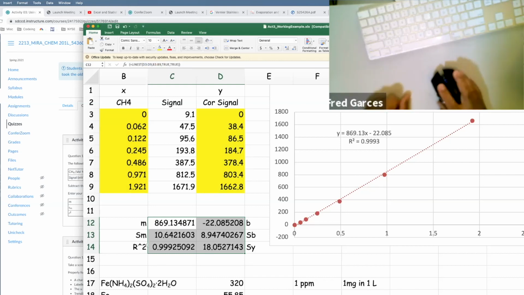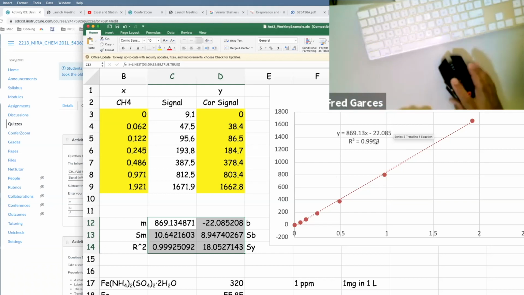So what you have is a slope of 869.13. That correlates very well to this graph. You have an intercept of minus 22.085. That correlates very well to this graph. And you have a correlation factor of 0.99925. That correlates very well with this graph. Of course, this is rounded off to 4 significant figures, and this goes to as many as you want. So that's how you do LINEST for this.